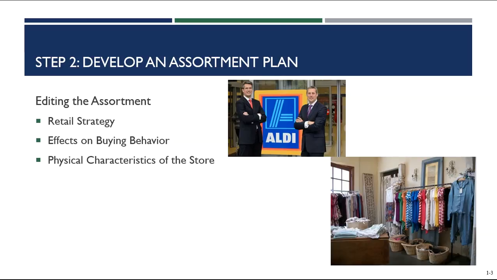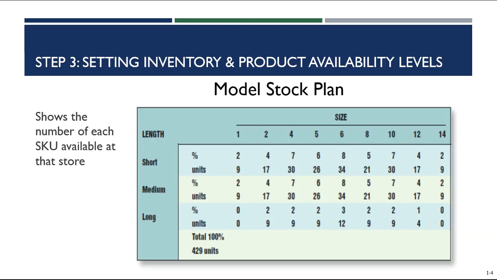So after we have developed our assortment and edited it, we are going to move on to step 3 of the merchandise planning process, and that is setting our inventory and our product availability levels. And so now we're looking at how many of each product is going to be available at each of our stores. And so retailers generally start setting their inventory by developing model stock plans. And model stock plans show the number of each SKU that the buyer wants to have available for purchase for each category of merchandise that they have in the store.